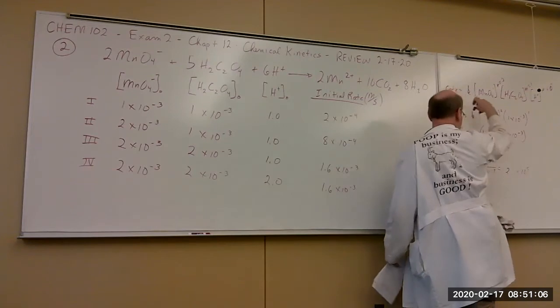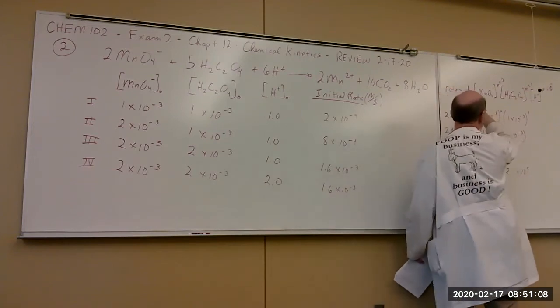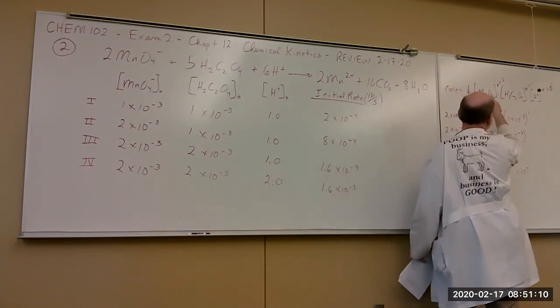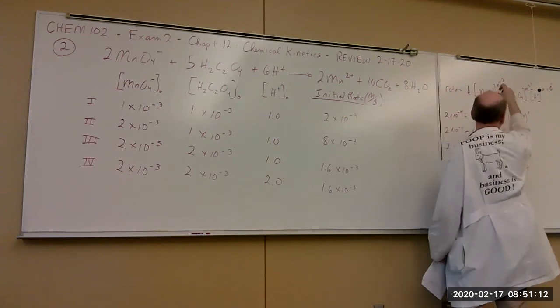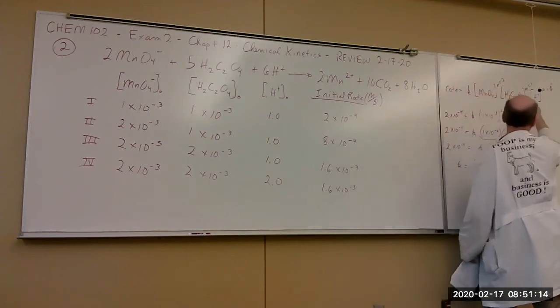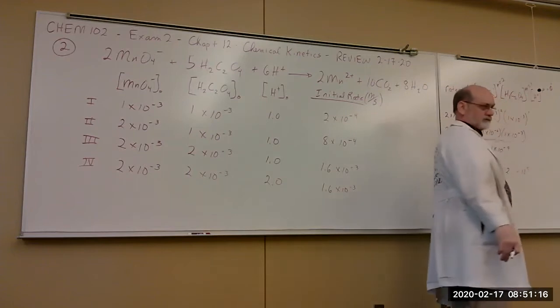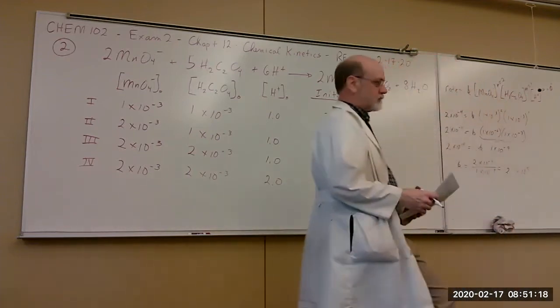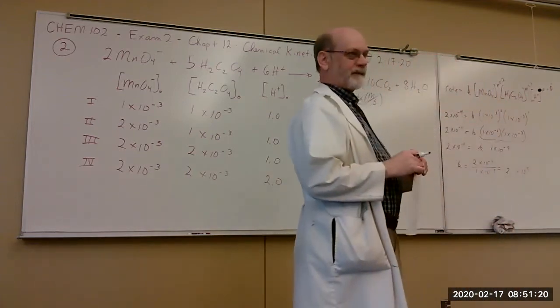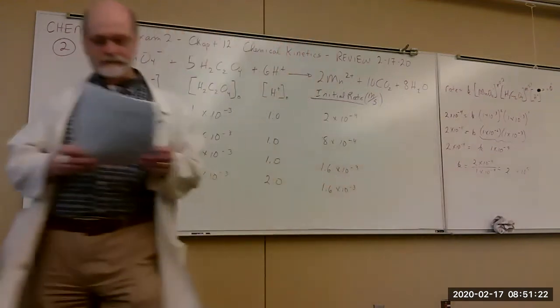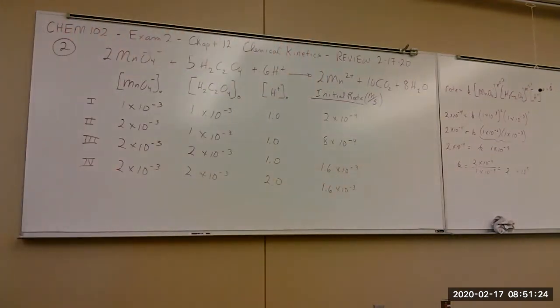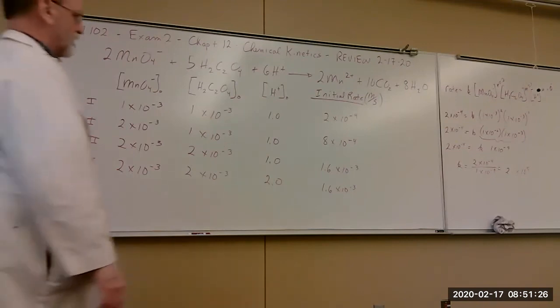The rate equals 2 times 10 to the 5th times the concentration of manganate to the second power times the concentration of oxalate to the first power. That's it. That's your rate law. Okay. So that's the method of initial rates.